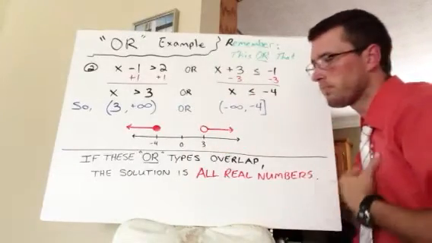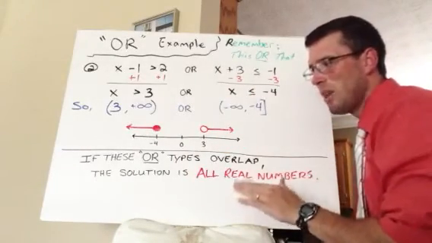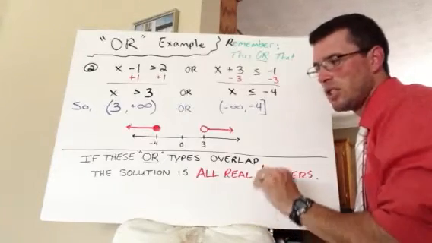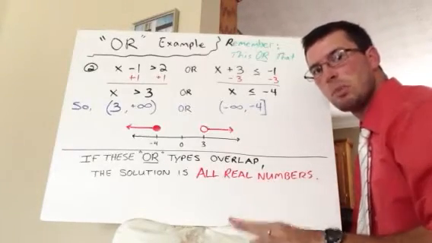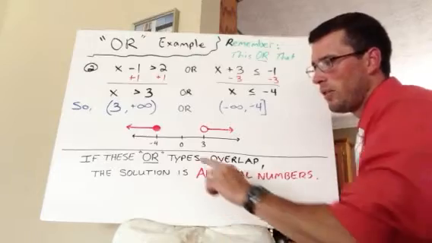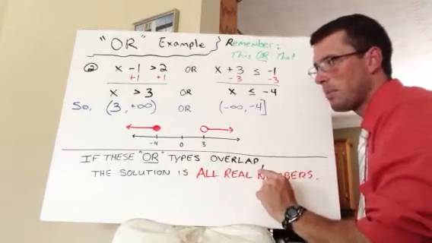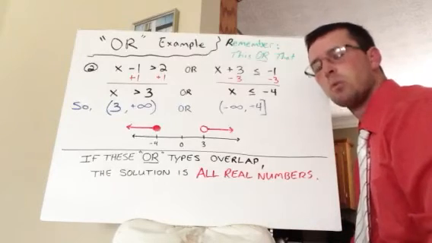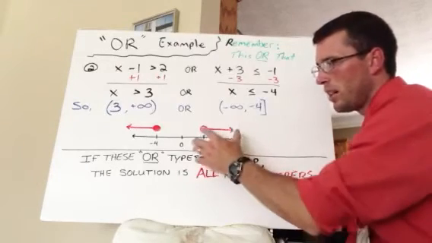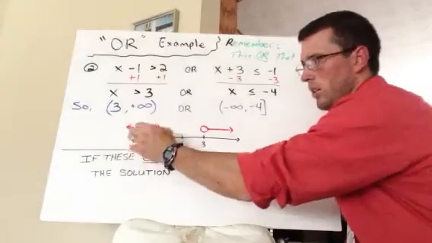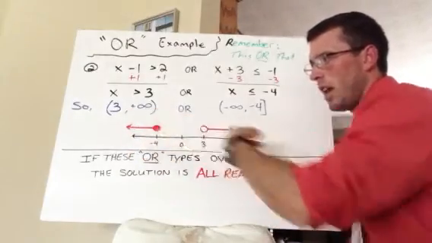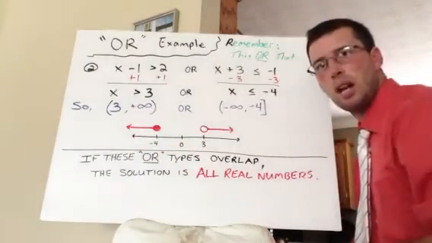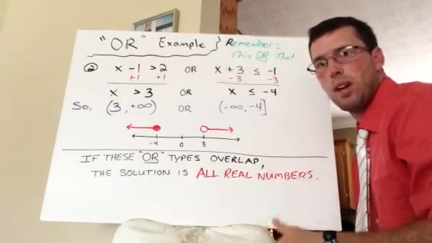The last thing I'll say about OR problems is that just like in the AND situation, there is a special circumstance. If the OR types overlap, the solution is all real numbers. And we'll show that in class too. So if you take this piece and put it right here, and that piece put it right there, you would actually occupy every number out there, because it can be this or that.